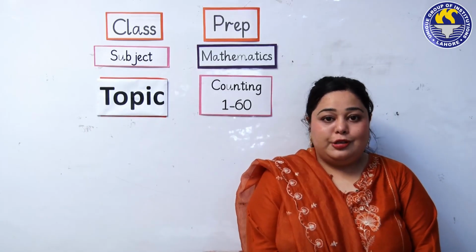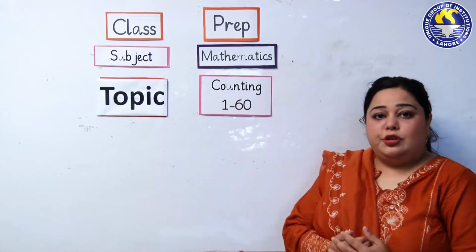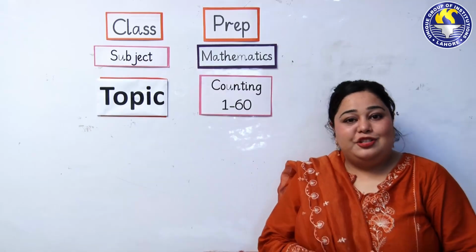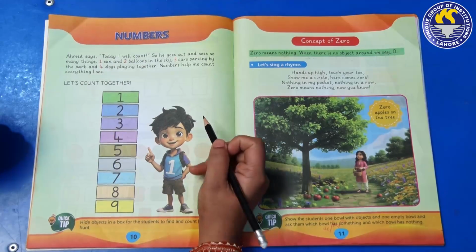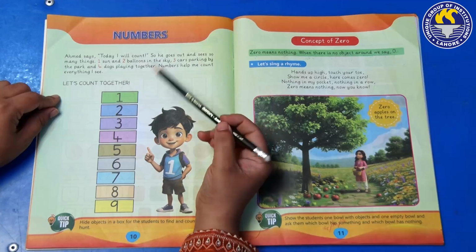Today you're going to learn numbers with me. We are going to do numbers from 1 till 60. So let's do writing practice with me. Okay everyone, let's revise the numbers with me. Open page number 10. Now revise the numbers with me.